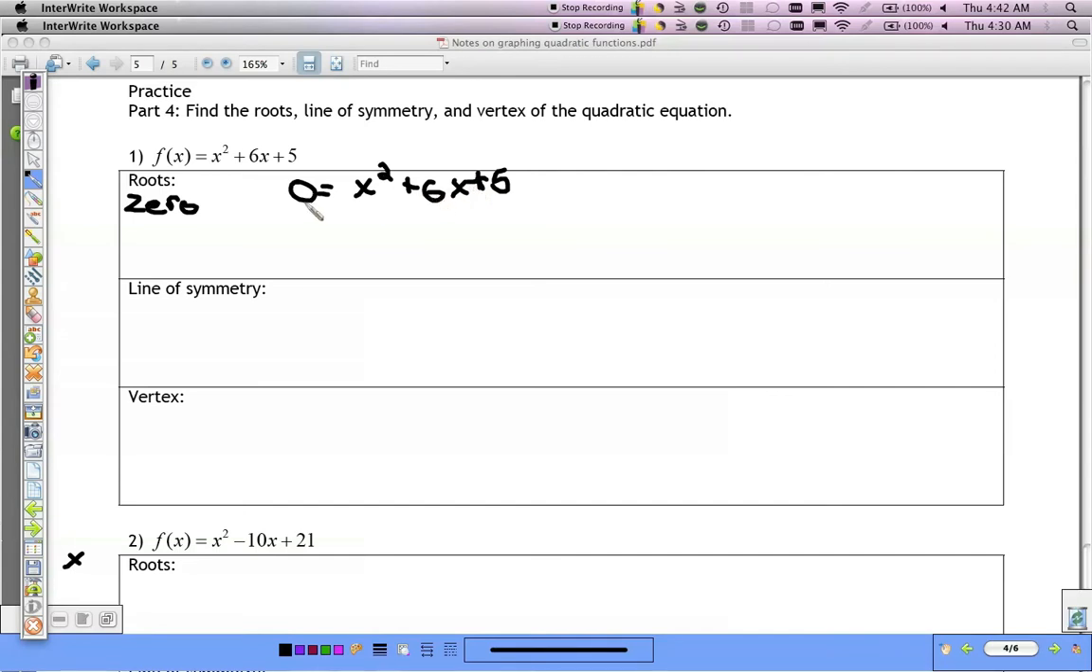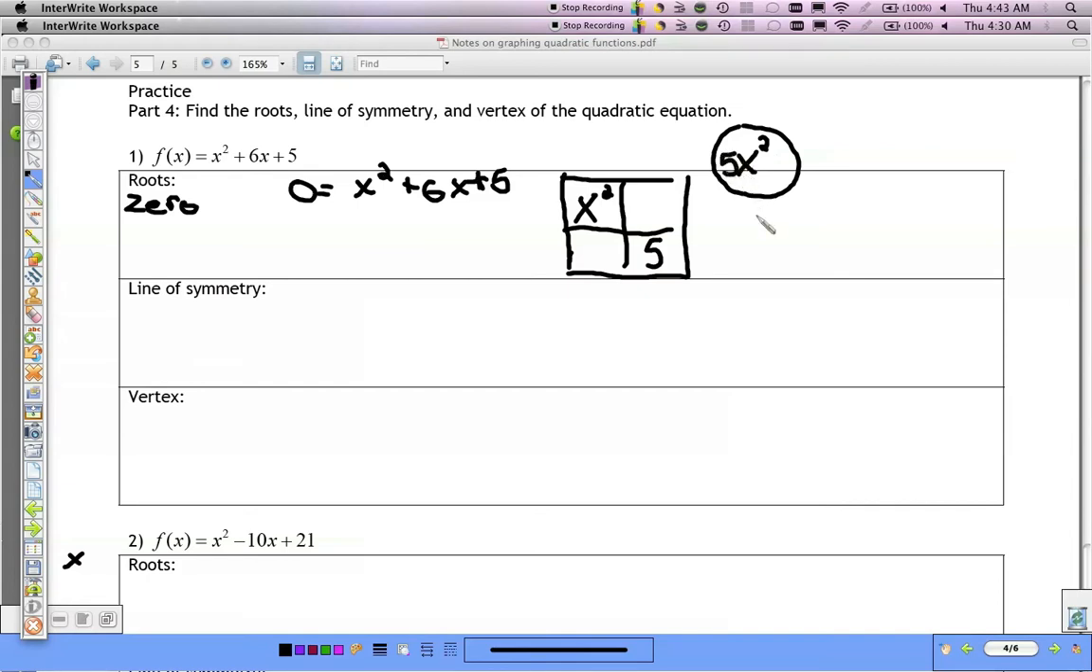To solve this, it's already in standard quadratic form. I have 0 by itself, and I have x squared plus 6x plus 5. So I want to go ahead and look for a greatest common factor first. Since that's 1, then I'm just going to move on, and I'm going to use the box method to factor it. So I have x squared in the top left corner, and 5 in the bottom right. And to find the values that are going to combine to give me 6, I'm going to multiply my first and last term. So I have x squared times 5, so that's 5x squared.